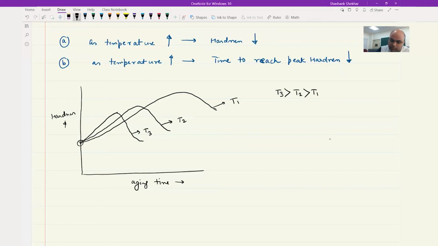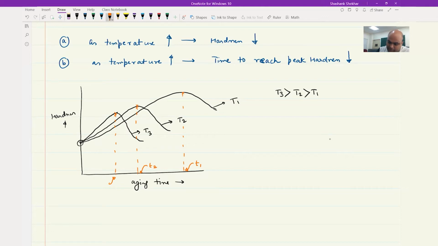So this is your peak hardness at temperature T1, and the time to reach the peak hardness, which is small t1, at temperature T1. And then this is your peak hardness at temperature T2, and the corresponding time, let us denote it using t2. And then at temperature T3, the time to reach the peak hardness.